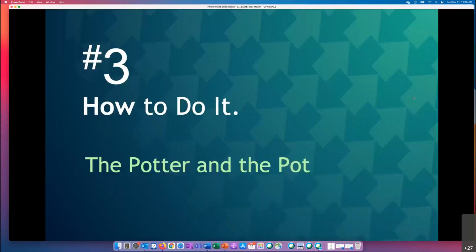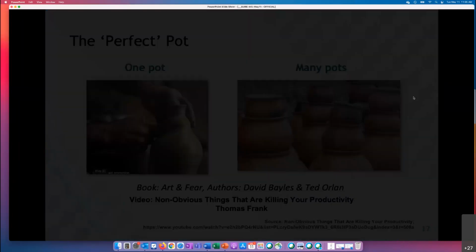Okay, we're moving to how to do it. So these are some strategies of, again, how you use your time, how you accomplish what it is that you want to do. I'm going to start with the potter and the pot. So number one, how to do it, the potter and the pot. Starting with a story.